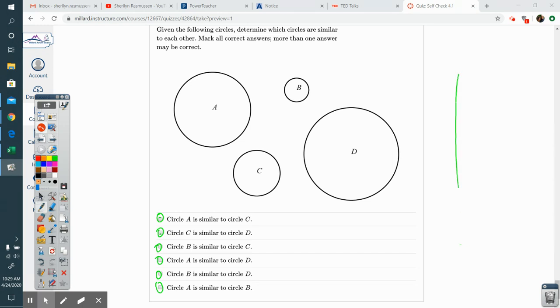If you have any questions, please reach out to me. But you should be able to do this fairly easily, just as long as you know and understand the vocabulary with the circles.